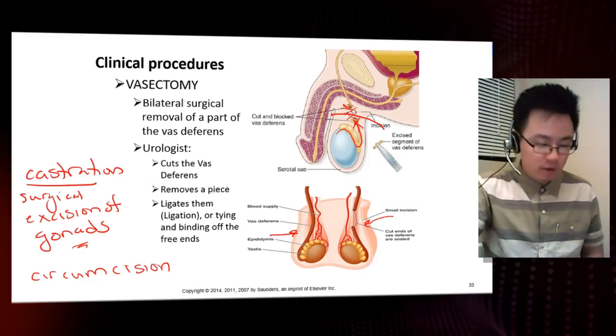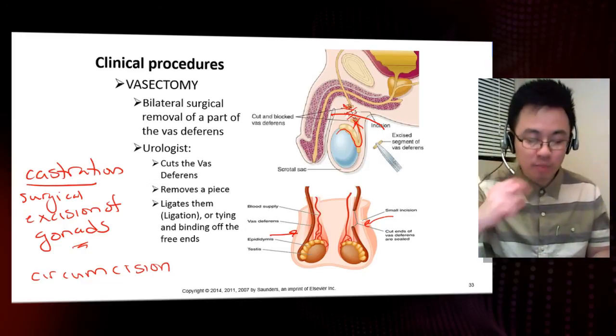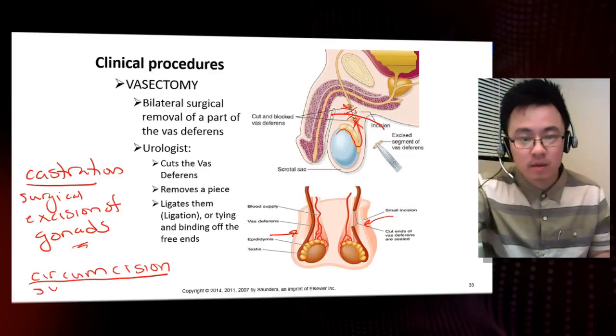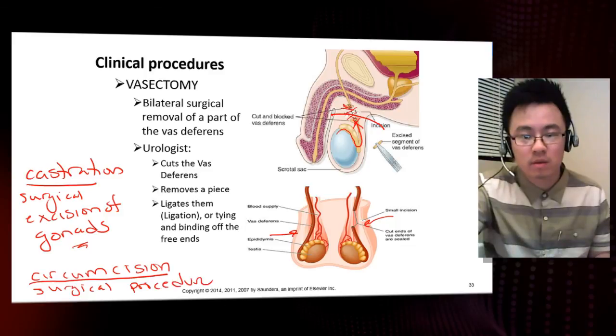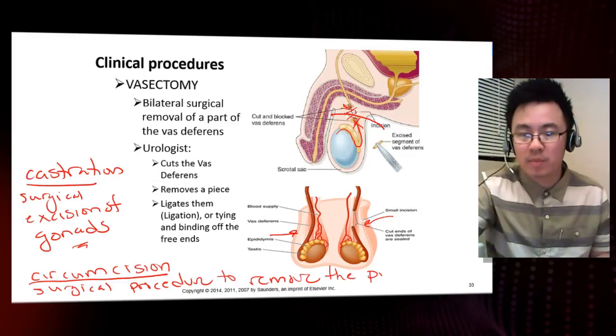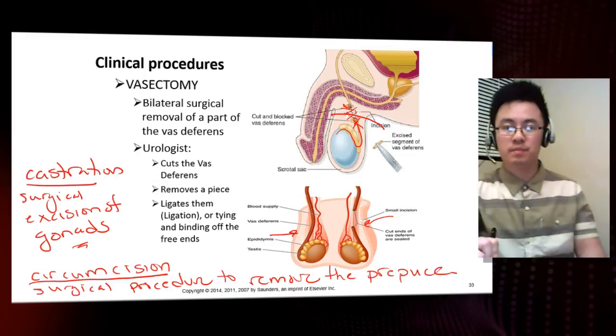And circumcision here is a surgical procedure to remove the prepuce of the penis. To remove the prepuce. All right.